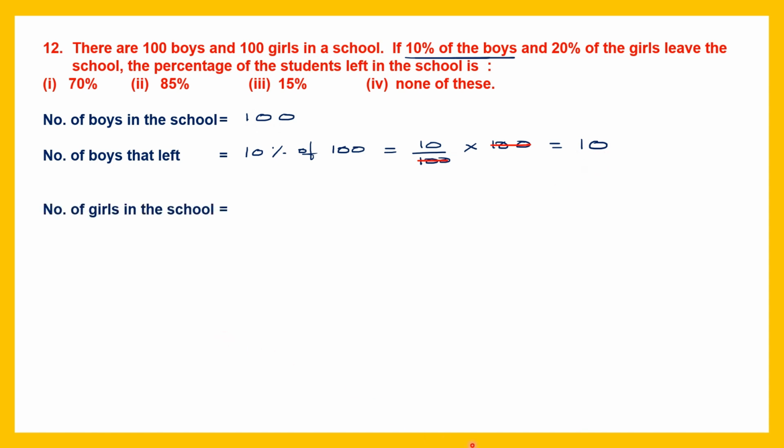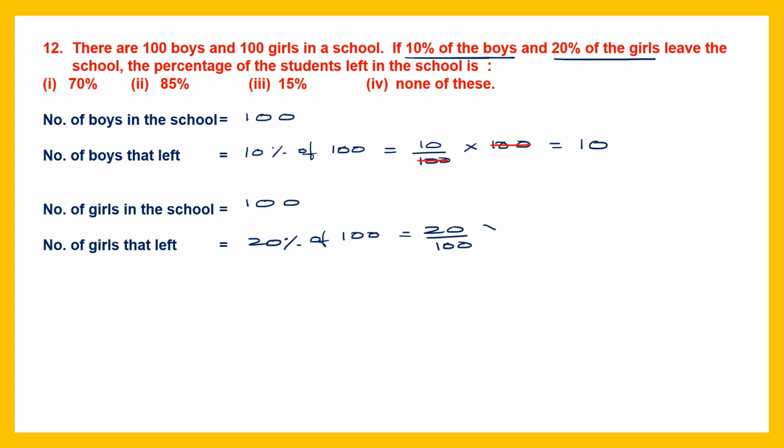Similarly, number of girls in the school. The number of girls in the school is 100. And number of girls that left is 20%. It's given that 20% of the girls leave. So 20% of 100. So this also we can simplify it, 20 by 100 into 100. So here we can cancel this 100 and this 100, and what is left is 20. So number of girls that left are 20 girls have left.